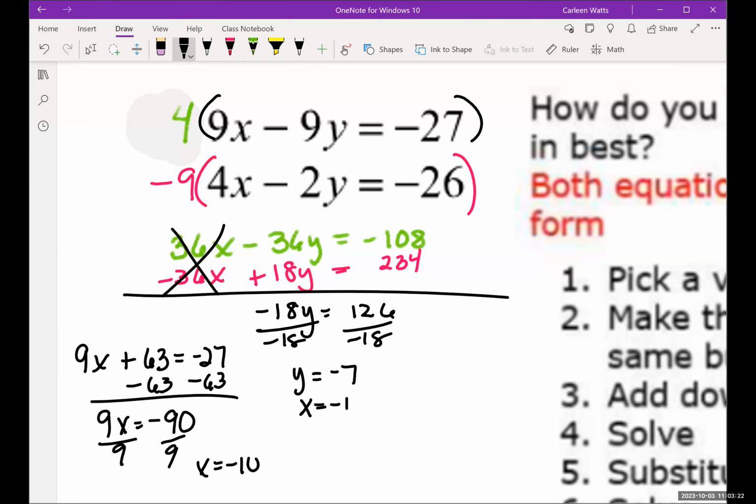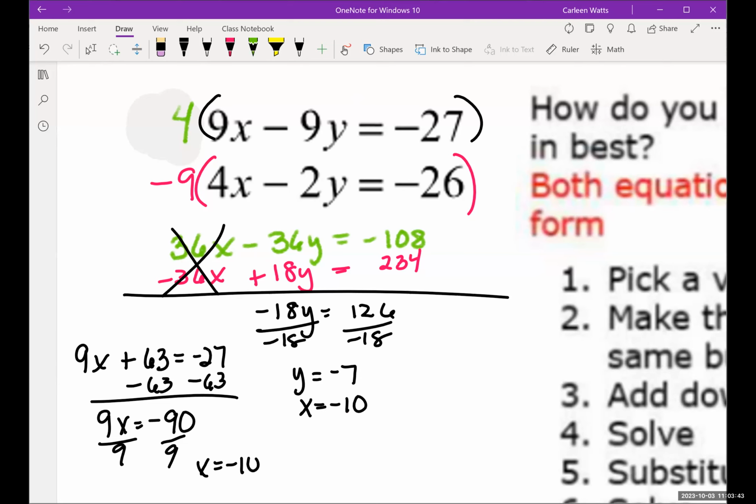Wait, did you plug negative 7 into the other one, the original equations, like 9x minus 9y? I did. Oh, you did? That's where I got the 63. Okay, those are horrible numbers. That happens sometimes. Horrible, huge numbers.